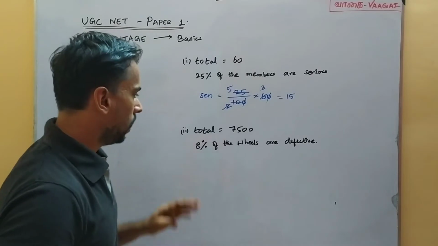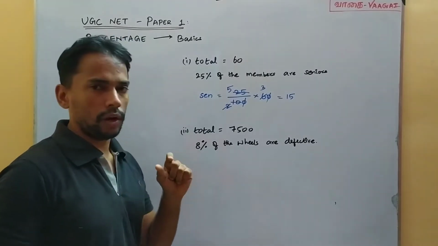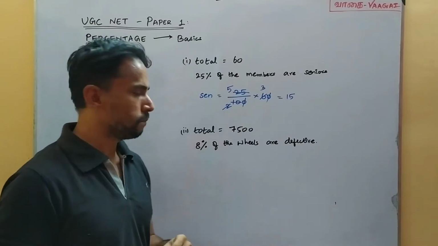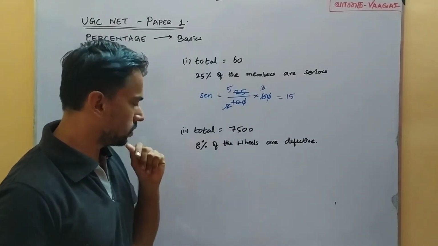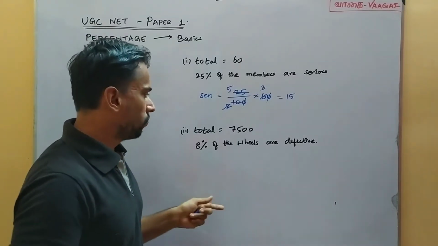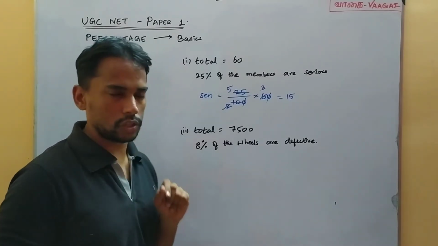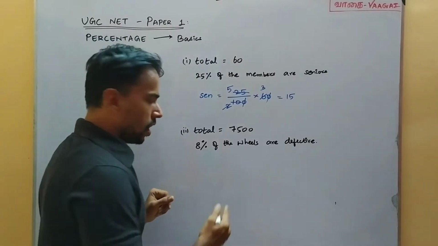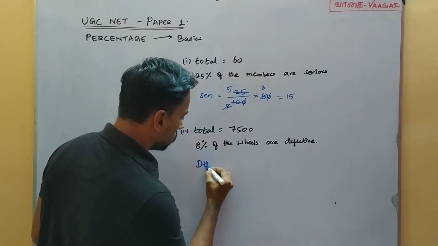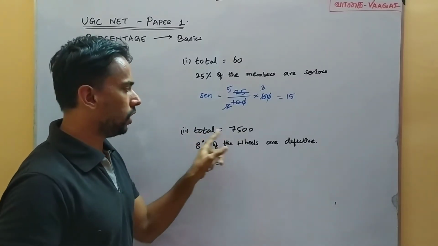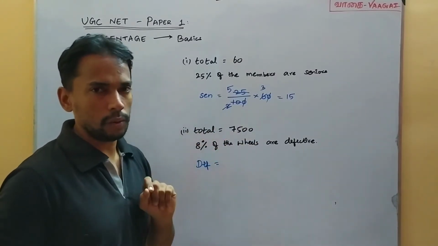That's it, right? And we have another example. In a manufacturing company, they are manufacturing wheels. The statement says 8% of the wheels which are produced are defective. So if we want to find how many wheels are defective, here again we need to see the total. Totally there are 7,500 wheels produced.